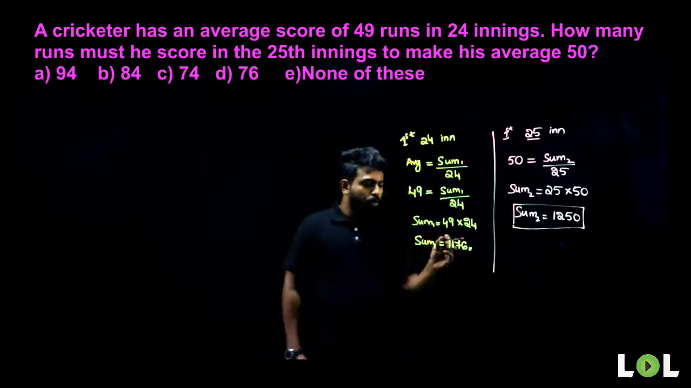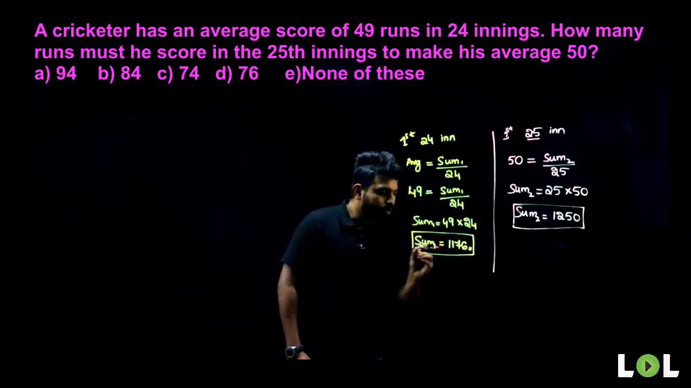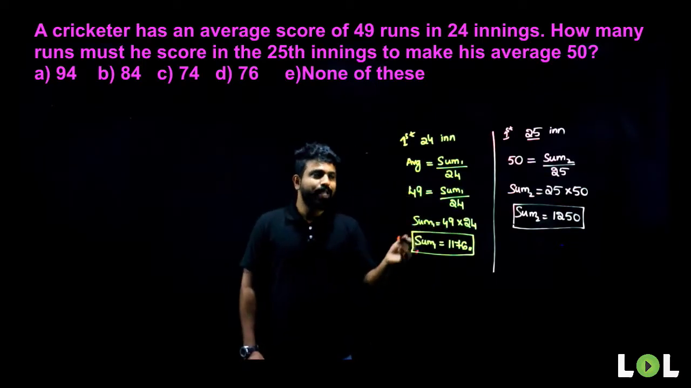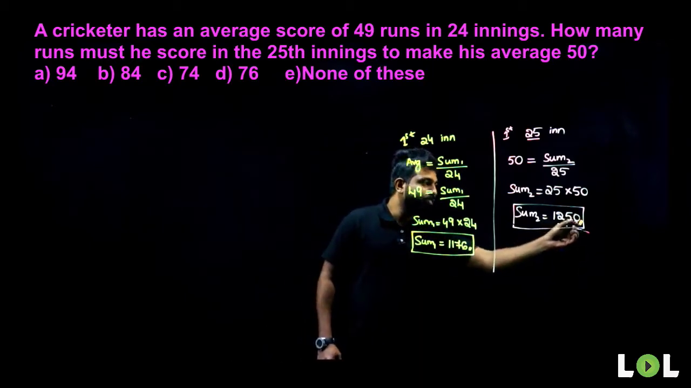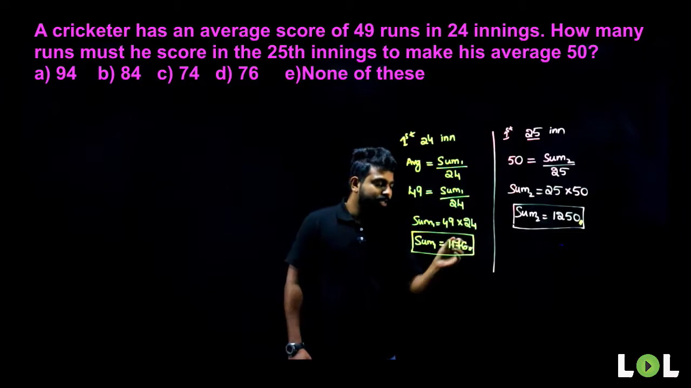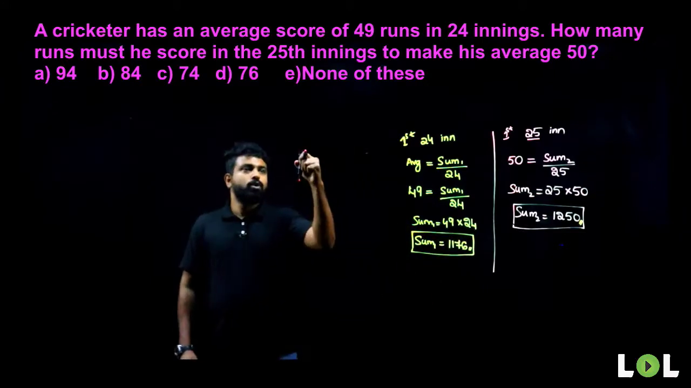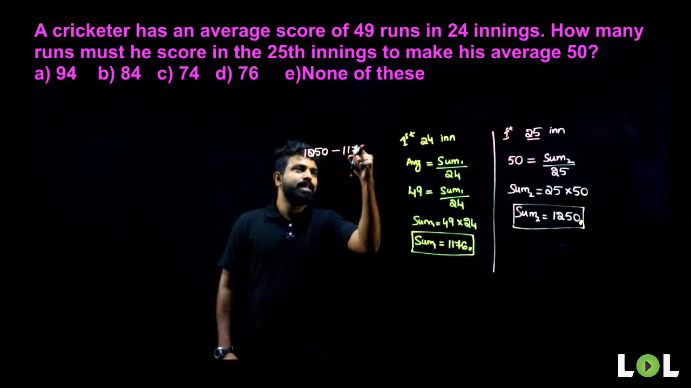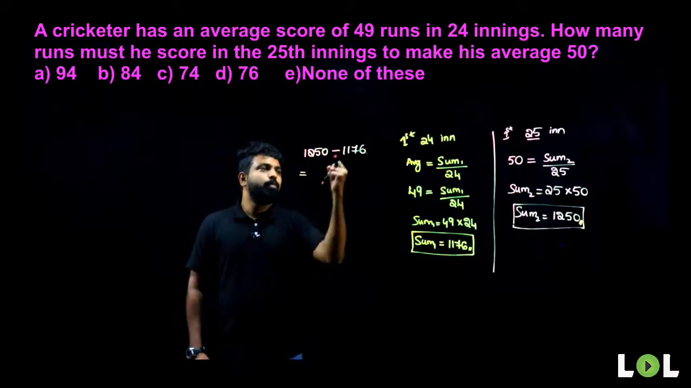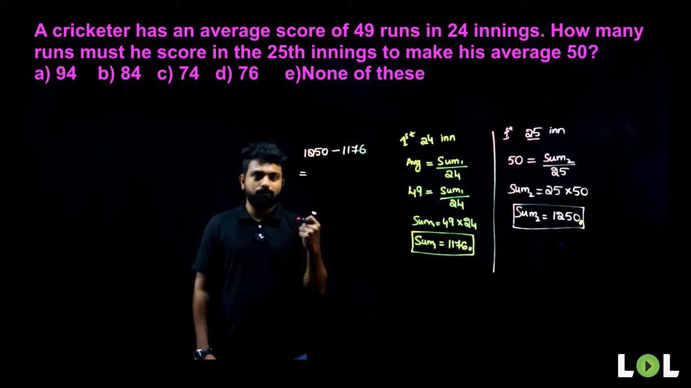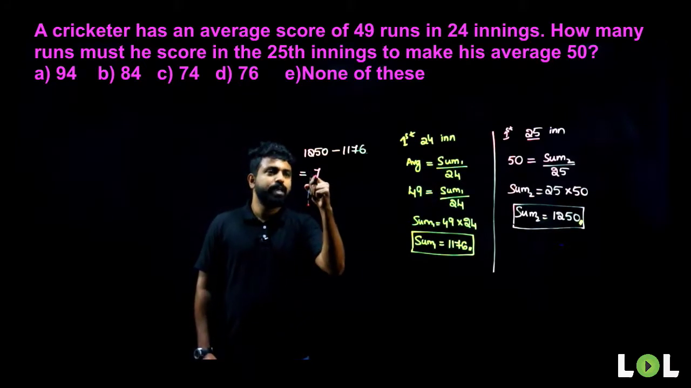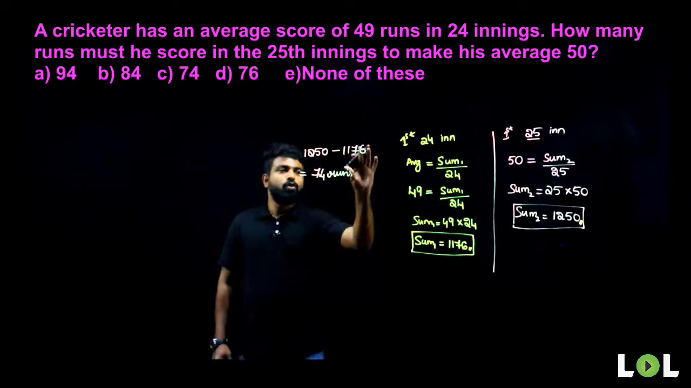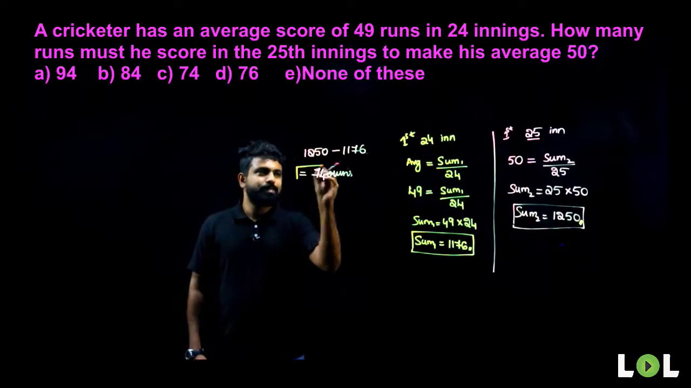And he would have scored 1176 runs in his first 24 innings. So what is the amount of runs that he has scored in the 25th innings only? How do we get that? We'll have to subtract the runs that he has scored till 24 innings from the runs scored till 25 innings. So what do we get? 1250 minus 1176. So what do we get the answer as? It would be 76 plus 24 gives me 100, plus 1150 gives me 1250. So 50 plus 24 gives me 74 runs. Meaning he has scored 74 runs in his 25th innings.